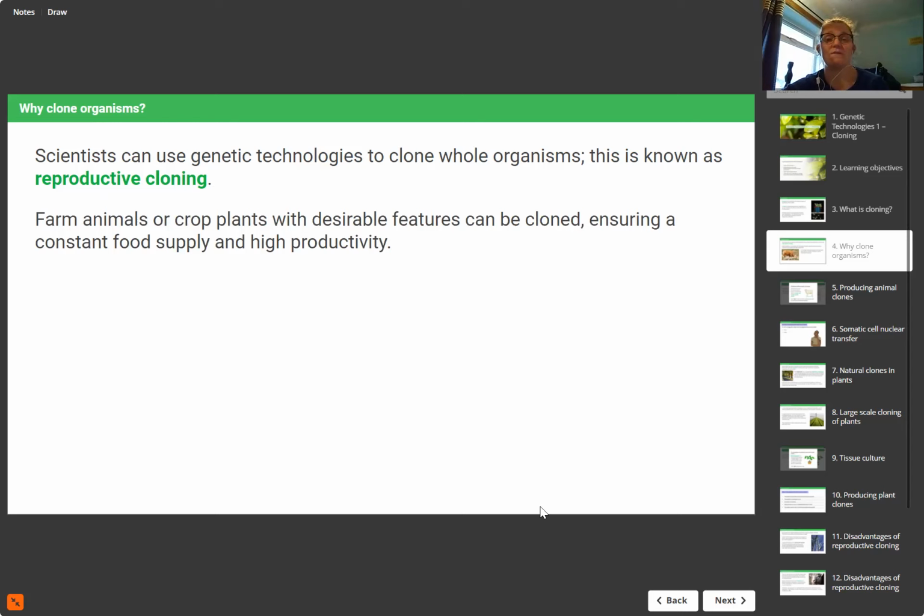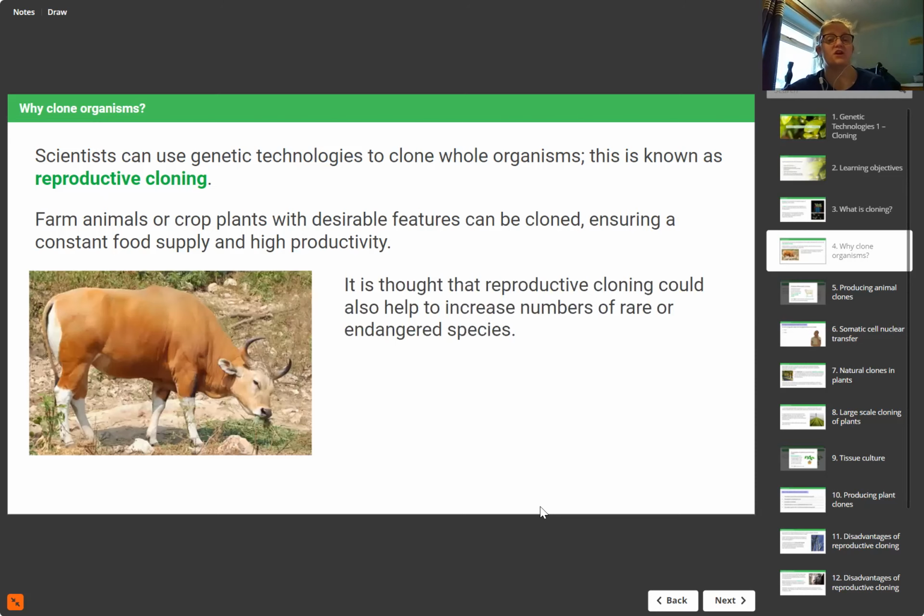They're really great because they could ensure a constant food supply and really high productivity. It's also thought that reproductive cloning could really help to increase the number of rare or endangered species. So animals that could risk going extinct, we could use reproductive cloning for those.